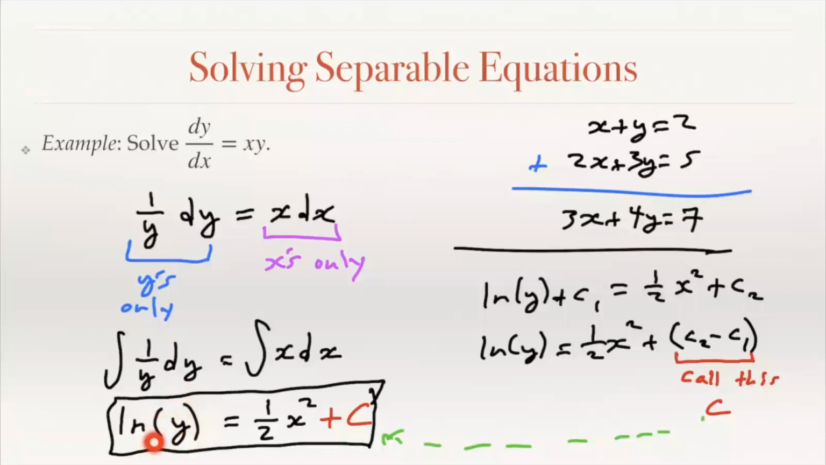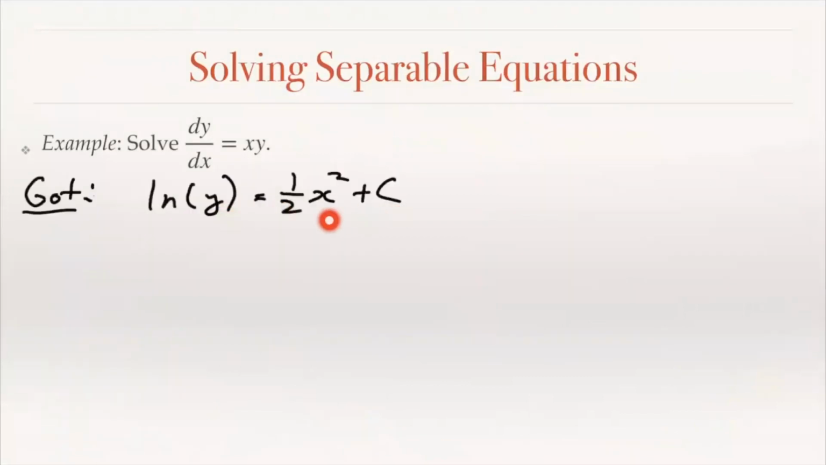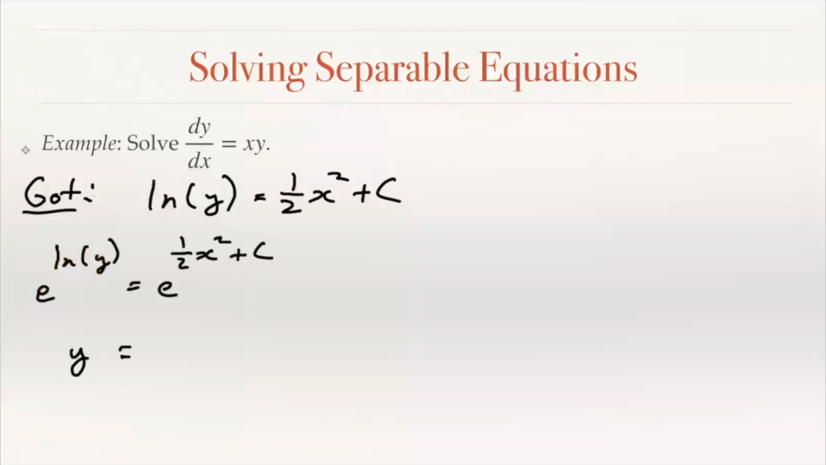So how can we solve for y in this equation? Well, we want to get rid of the natural log. Opposite of natural log is exponentiation. So we got this. To get an explicit solution, we can take e to the power of both sides. E to the ln y is y. And okay, this is okay, but it can be simplified.